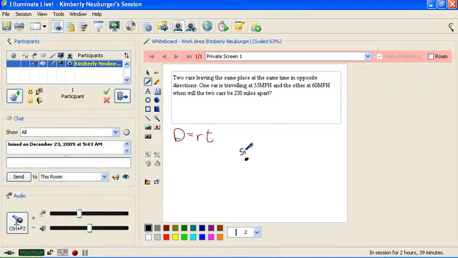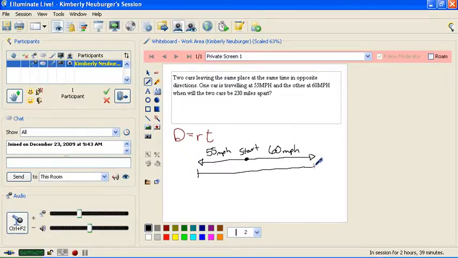Here's your starting spot. The two cars leave in opposite directions. So you have one car going this way and one car going this way. Let's say this car is the 55 miles per hour car, and this one is the 60 mile per hour car. Now we want to know when this distance for where this car is and this car is 230 miles.